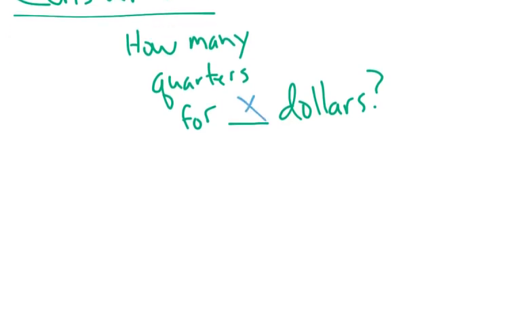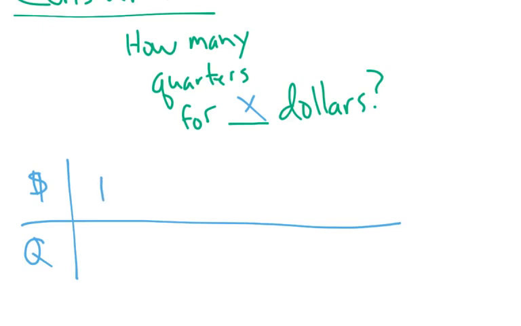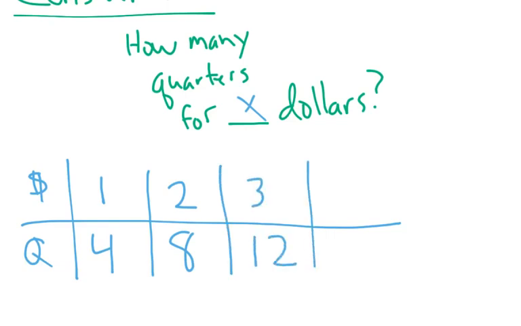So what I'm going to do is make a table. Let's say we have dollars and we have quarters. Okay, much better. So let's say we had $1. How many quarters would we need? 4. What if we had $2? Then how many quarters would we need? 8. What about $3? 12. $4? 16. What if we jumped the gun and we went to $13?